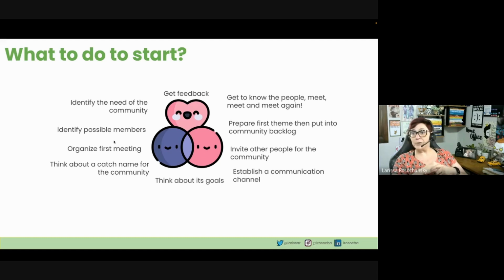Invite other people to the community. Make it easier to be part of this community. Make everyone able to invite other people. Prepare the first team and then put it into the community backlog. So you need to have a backlog of teams and always be able to feed that backlog.